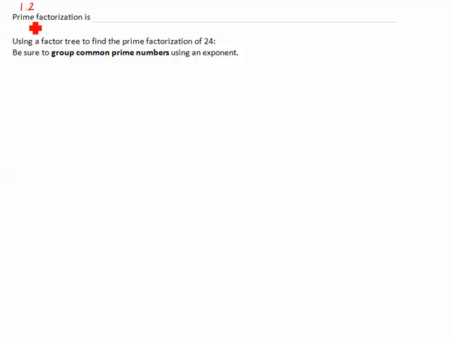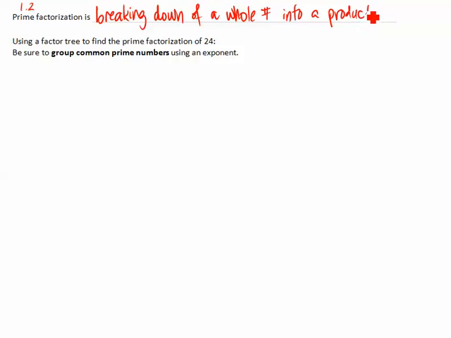They can't be divided up into anything else because, well, there's nothing else that will multiply together to get that number. So what we're going to look at is the prime factorization of a number, which is the breaking down of a whole number into a product of prime numbers. If you don't remember what product was, take a moment to reflect, and it means the multiplication of prime numbers.